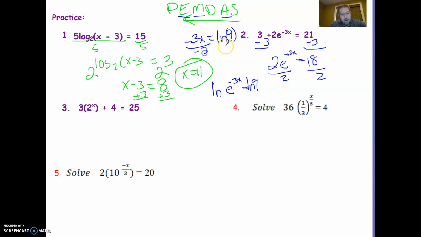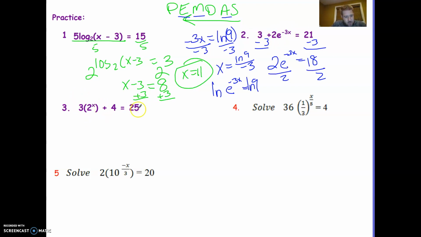And then the last step I have to do is divide both sides by negative 3. So x equals natural log of 9 divided by negative 3. All right, it is exponential, so I don't need to worry about extraneous in this case, and exponents can be negative anyway, so it's no big deal.